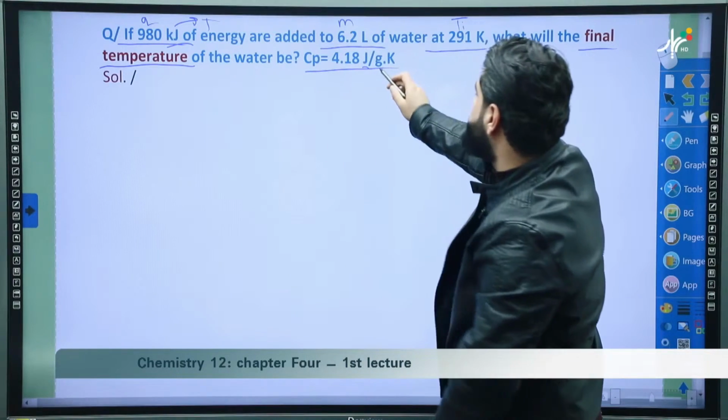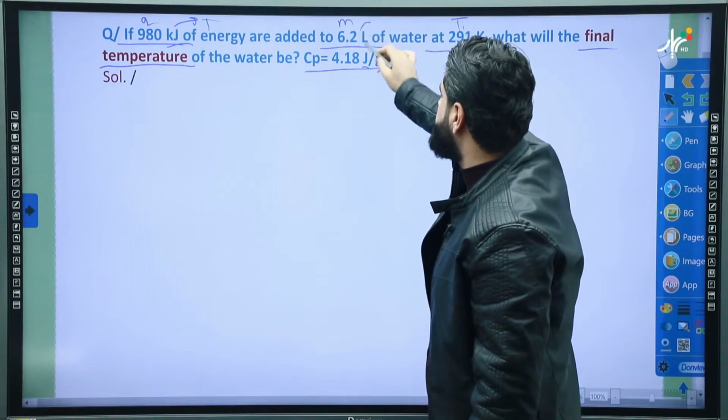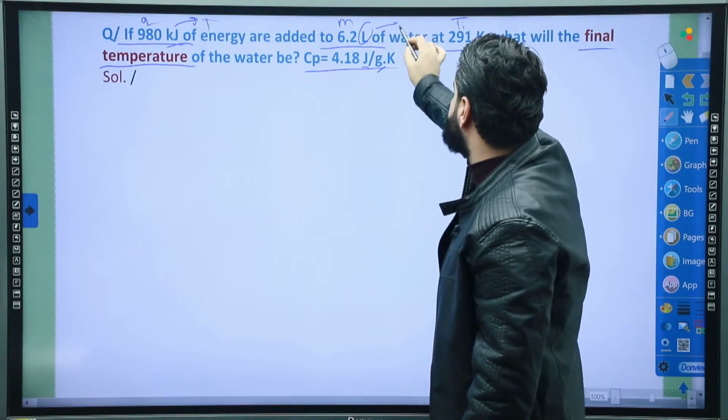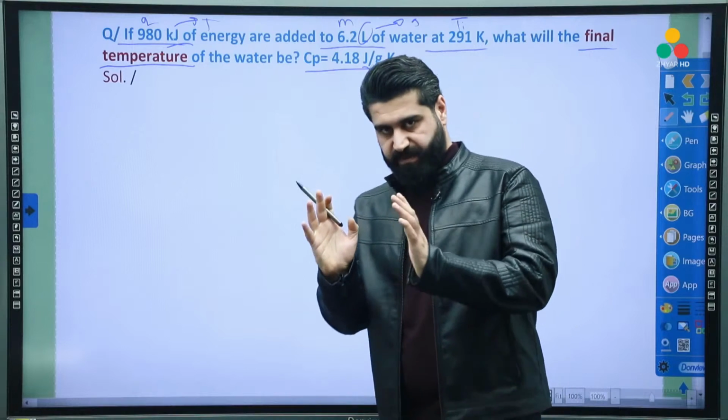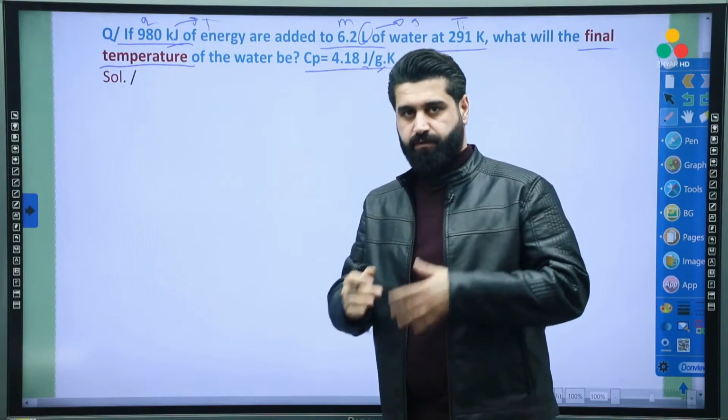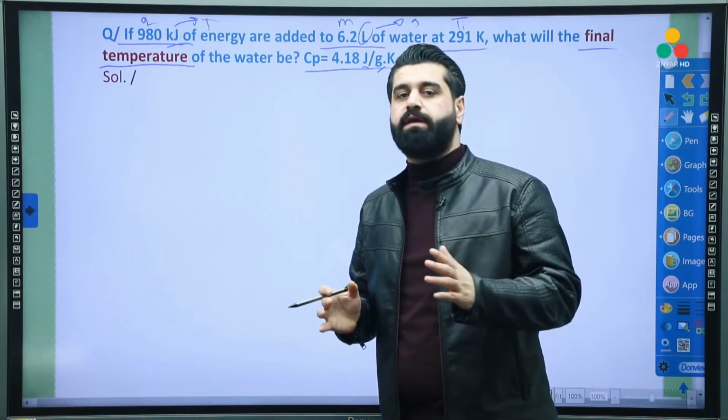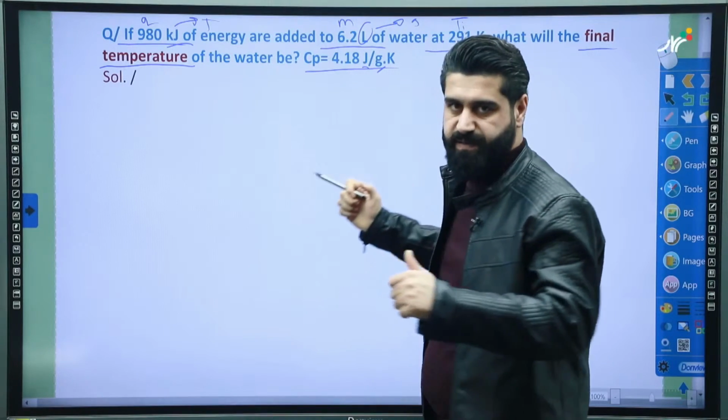And then M, it's in liter, but it should be in gram. There will not be cancelling, so we have to change liter into grams. So if you have Cp, you have to arrange and manage all the units according to the unit of Cp.